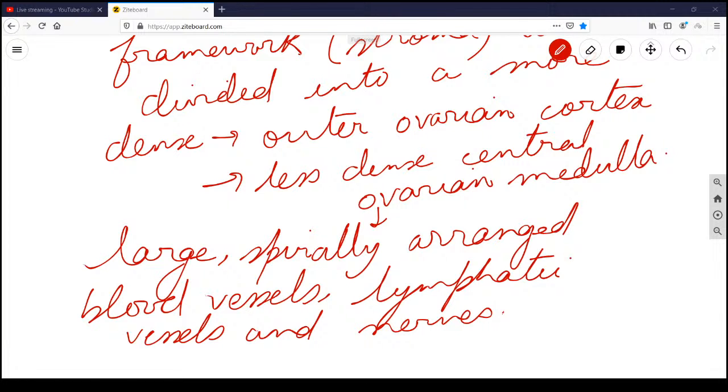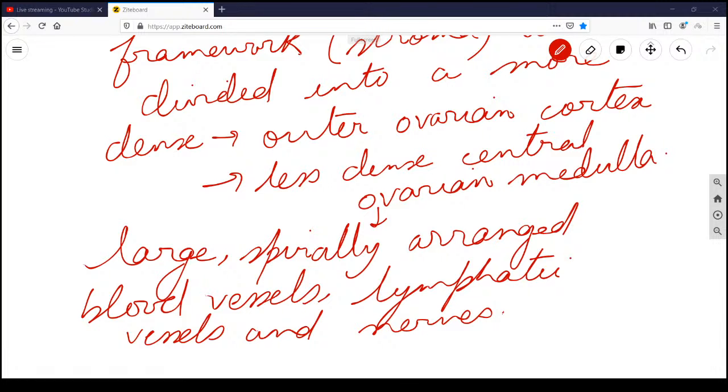Now the ovarian cortex contains the female germ cells. Each female germ cell or oocyte is enclosed in a tissue sac that we have already talked about. It is known as the ovarian follicle. Follicle is Latin for little bag.